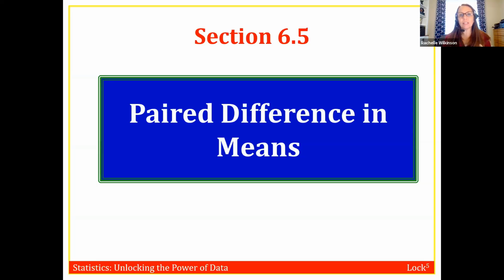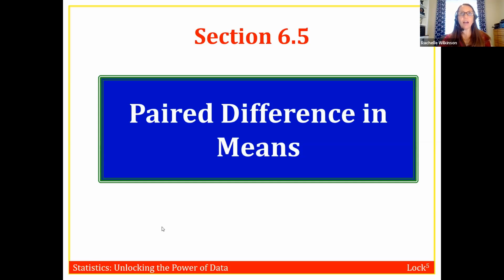And what this really boils down to is we're comparing two groups, just like we did with two independent means, but these groups are not independent like they were in section 6.4. These groups are going to be dependent because they come from a matched pairs design or a matched pairs study.